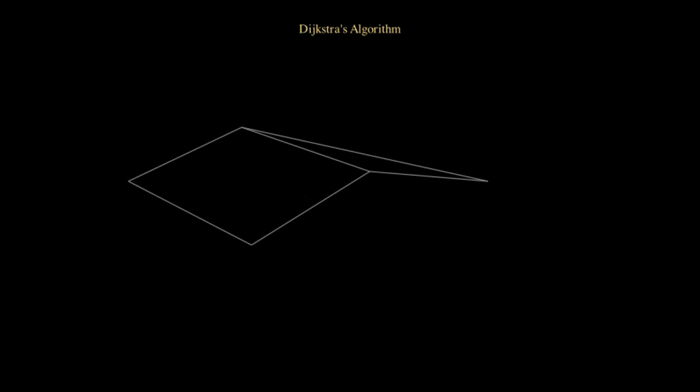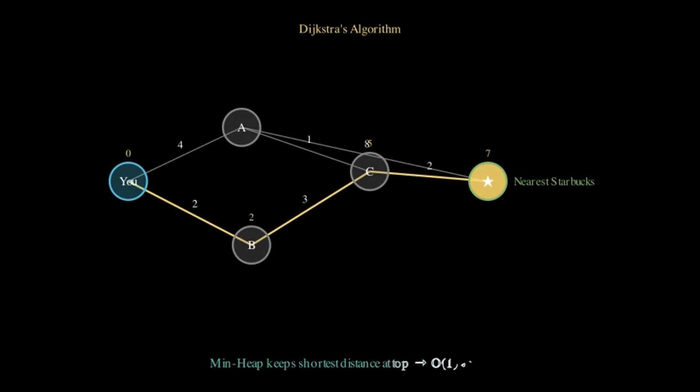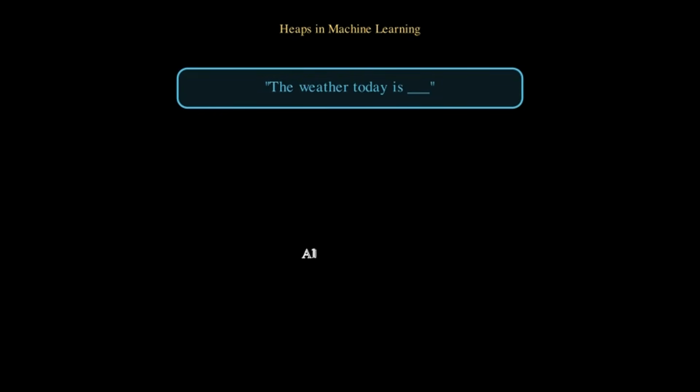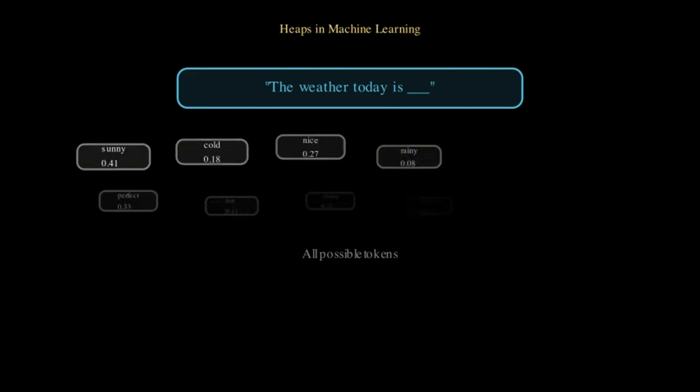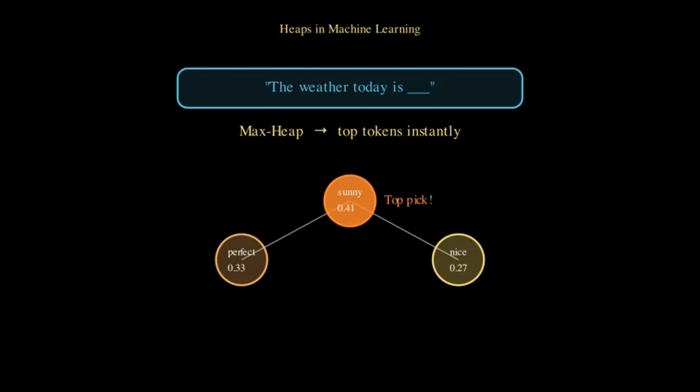A good example of a heap in action is your GPS system. It runs an algorithm called Dijkstra's algorithm, which works on a min heap. If you're looking for the nearest Starbucks, for instance, the min heap answers that instantly since the answer is sitting right at the top. In machine learning, heaps are incredibly useful as well. When a large language model picks its next words, for example, it doesn't look at a bunch of possible tokens. Instead, it just uses a heap to grab the most likely ones.